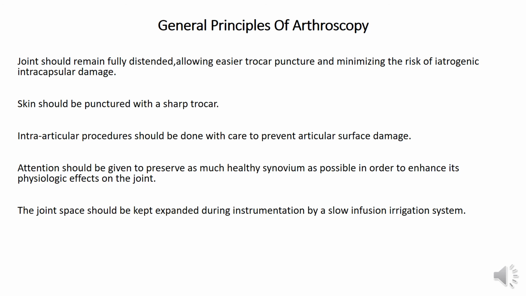The general principles of arthroscopy are: the joint should remain fully distended, allowing easier trocar puncture and minimizing the risk of iatrogenic intracapsular damage. Skin should be punctured with a sharp trocar. Intra-articular procedures should be done with care to prevent articular surface damage. Attention should be given to preserve as much healthy synovium as possible in order to enhance its physiological effect on the joint. The joint space should be kept expanded during instrumentation by a slow infusion irrigating system.